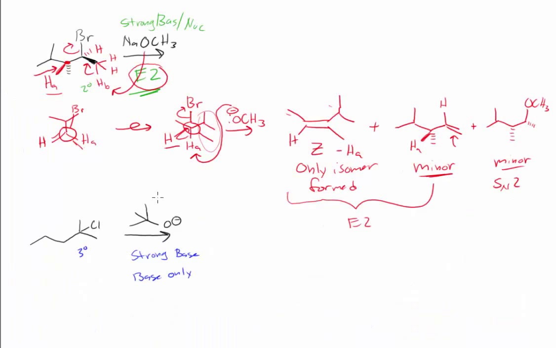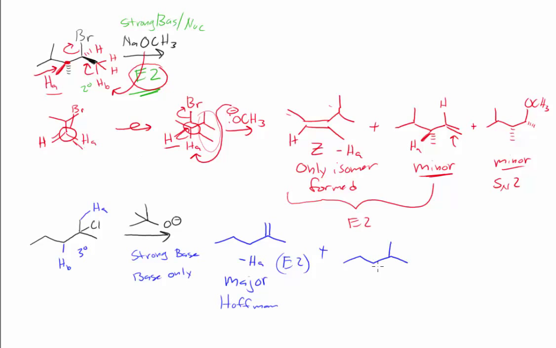And of course, with the large bulky base, we're going to favor loss of the more accessible hydrogens. And so if we draw that, this is minus HA. That would be the major product because we have a large bulky base. It favors the Hofmann elimination. And this is, of course, E2. And then we could lose HB right here.